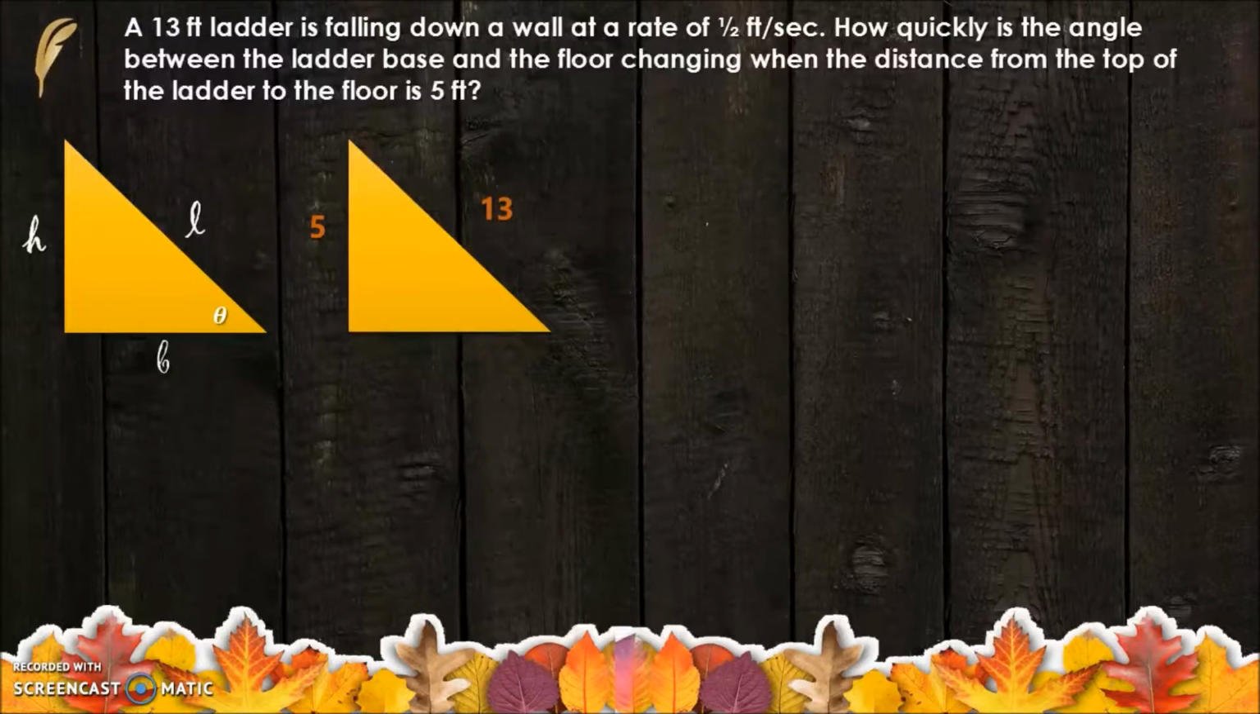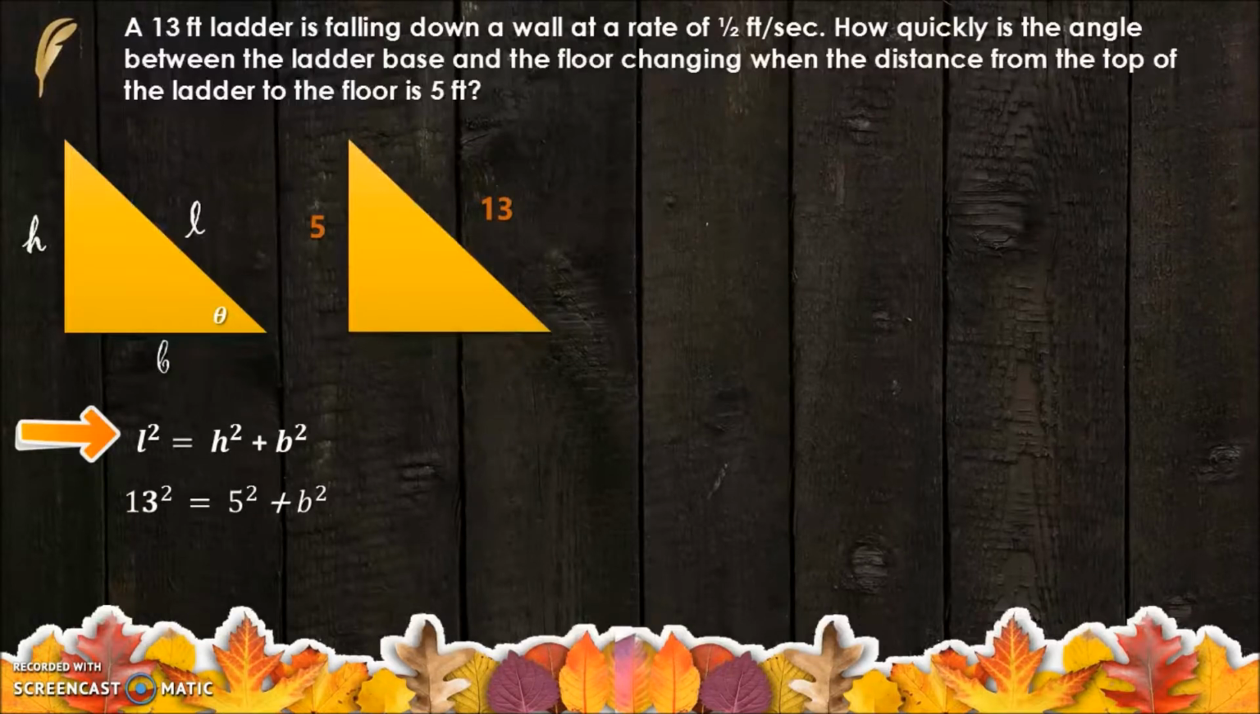So now we're going to use our Pythagorean theorem so that we can find the value that we're missing. We know that L squared is equal to 13 squared, and h squared will be 5 squared plus b squared. So then we have 169 equals 25 plus b squared, and then we subtract 25 from both sides, so we get 144 equals b squared, and then we take the square root of both sides, and we get that 12 is equal to b.